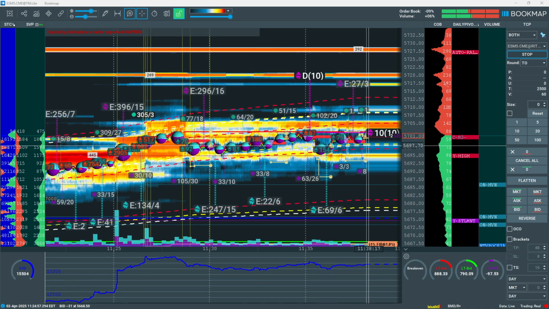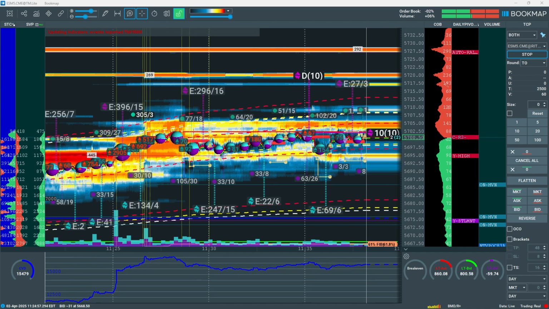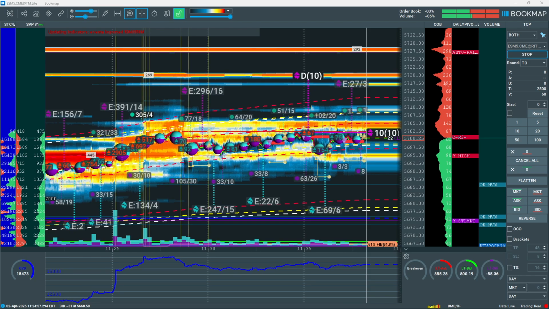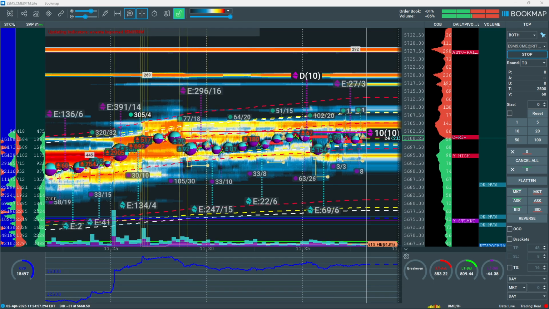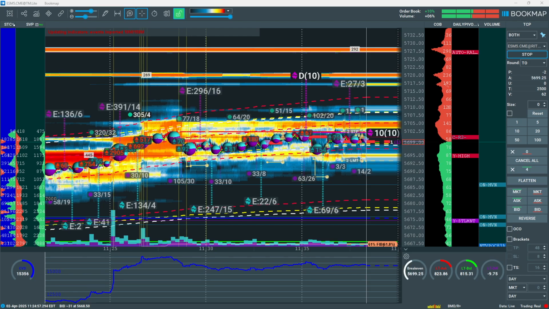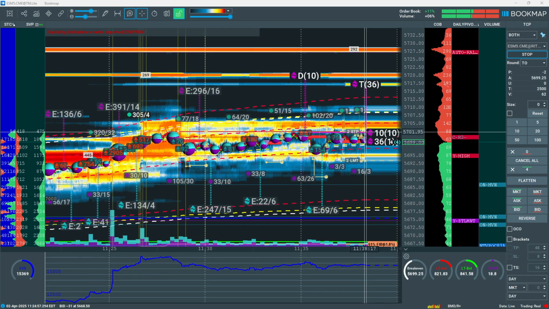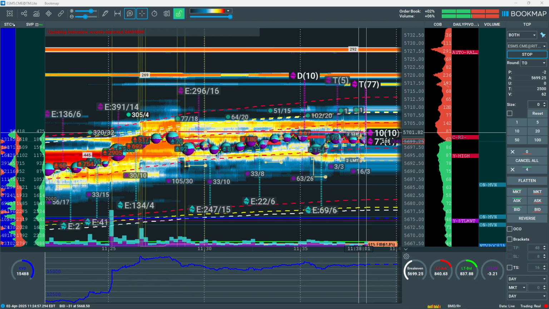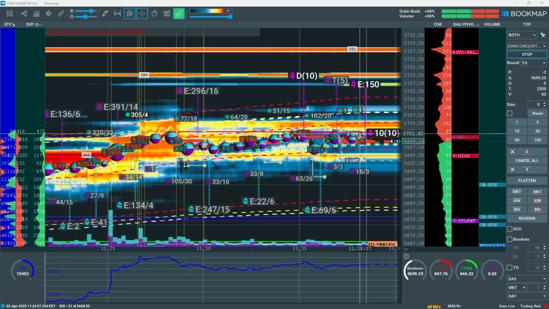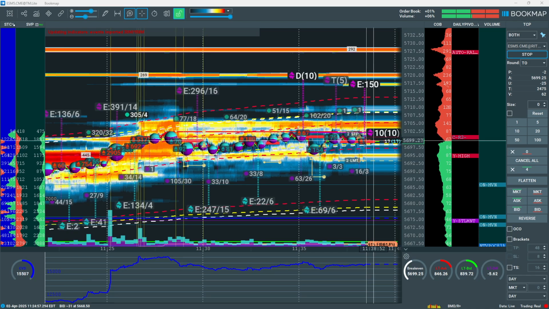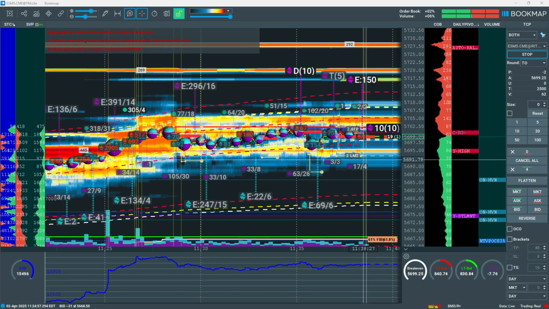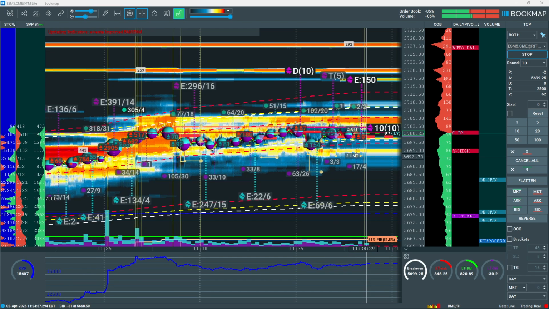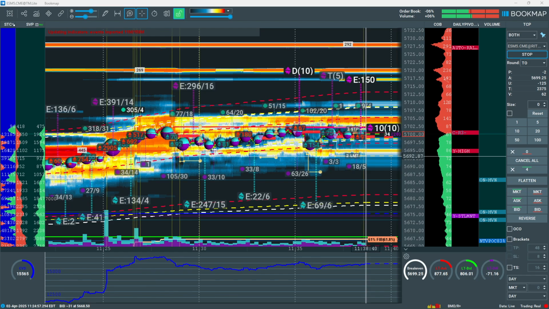All right, sellers taking control. I want to stop out above this liquidity right here. I'm above this order. And my target, I want it to come back down here. Hold on. Buyers are still messing up my trade.